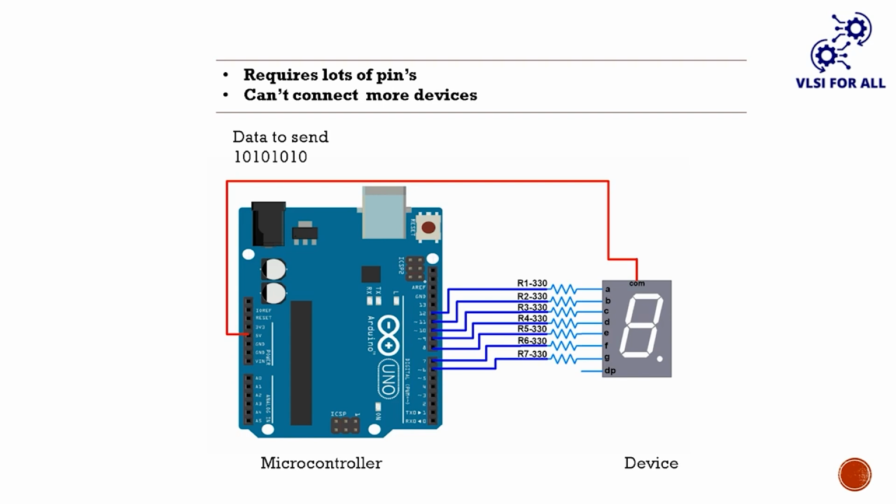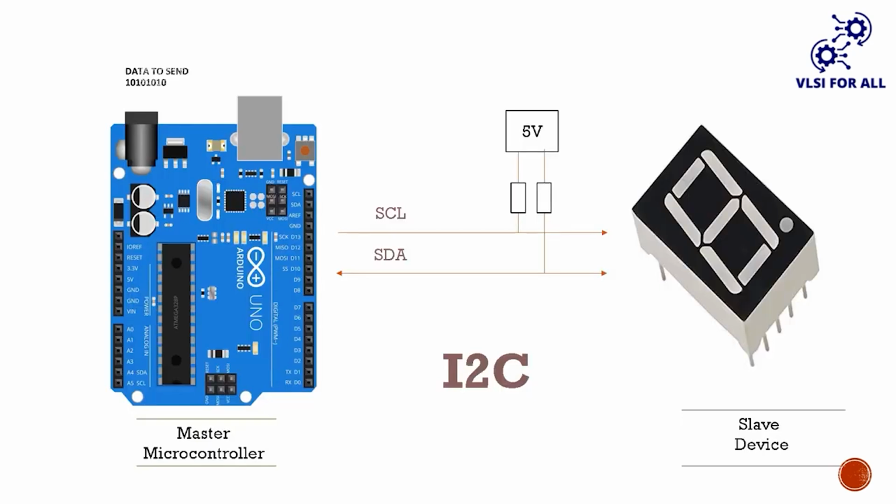To overcome this drawback, that it requires lots of pins to transfer the data and limits how many devices we can connect, there is I2C. To work on the issue we saw in the last slide, where I connected the Arduino to the 7-segment display and needed 8 digital pins, 8 signals, here we come to I2C. Here we have SCL and SDA pins. To solve this problem, I2C is designed.